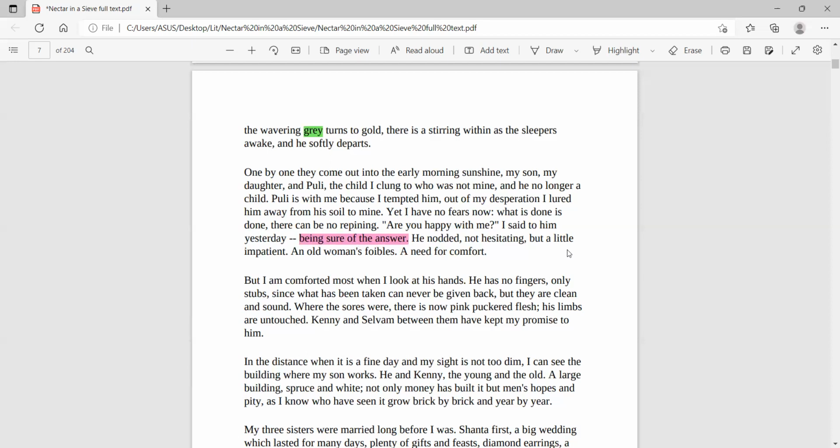What does this line mean? But I am comforted most when I look at his hands. He has no fingers, only stubs, since what has been taken can never be given back. But they are clean and sound. What does this line talk about?